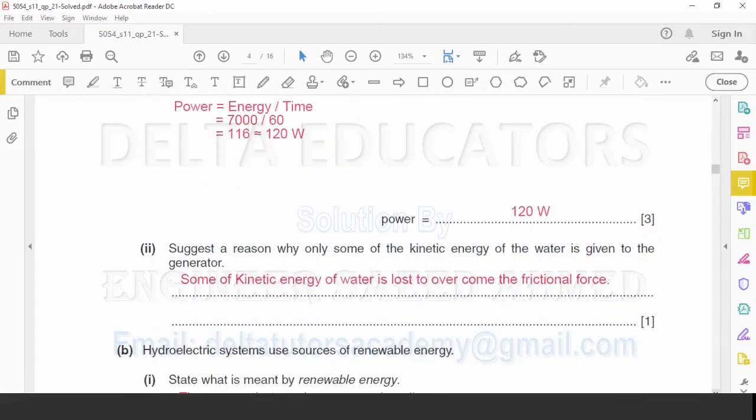Next part, suggest a reason why only some of the kinetic energy of the water is given to the generator. Here we have provided half of the kinetic energy to the generator. The other half of the energy may be utilized to overcome the frictional force. So here what we have to write? Some of the kinetic energy of water is lost to overcome the frictional force.